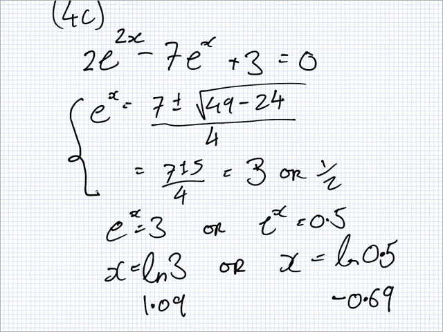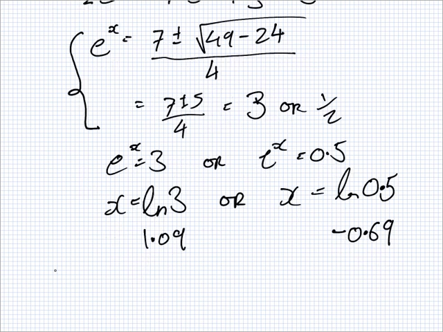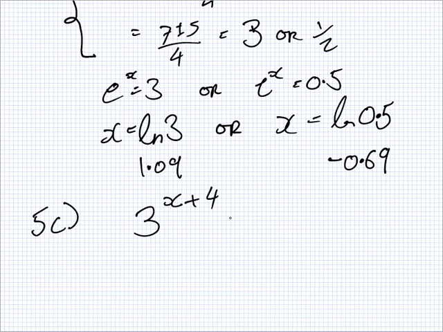Right, let's see. How about if we do 5C next? So in 5C, we just want to write this in an exponential e form. So what should I do first here, do we think? What do we think? Any ideas for the first step? Yes, Sarah? We can make the power close to 3. Yeah, so what should I write down?